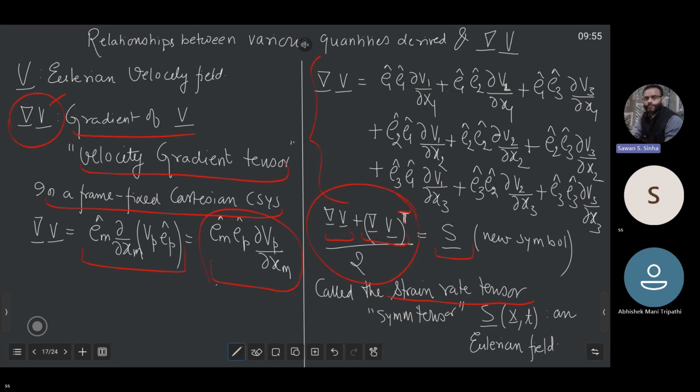Now, mind you, this tensor S, just like the velocity field, is another Eulerian field. Right? V is an Eulerian field. I take the gradient of that, that also becomes an Eulerian field. I take the transpose, that also is Eulerian. I add them, and the resulting thing is also an Eulerian variable.